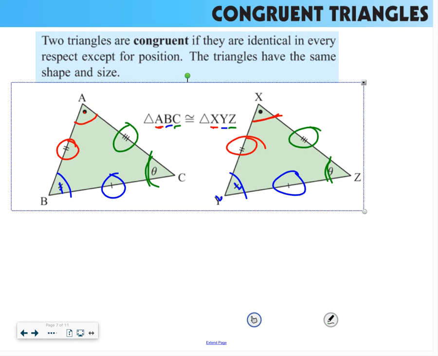So we read this as triangle ABC is congruent to triangle XYZ, and that symbol is the symbol for congruence. So notice it looks much like our equal sign, but when we're dealing with shapes and objects, typically, and they're not numerical values, we use that symbol, which is an equal sign with a little wavy line up top.